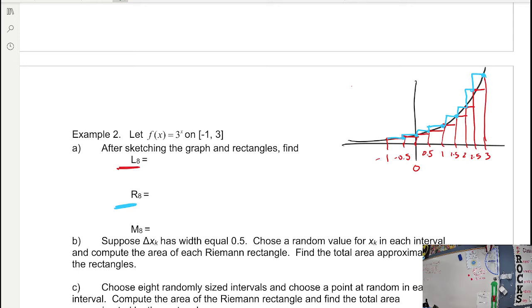Negative 0.5. I lost my place. You can technically go 3, 2.5, 2, 1.5, in order. For the left one, is it? No, for the right one. No, for the left one. Left one, 18.21.